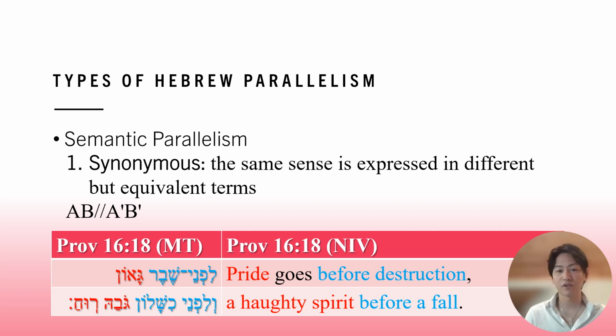In Proverbs 16 verse 18 we read, "Pride goes before destruction, a haughty spirit before a fall." Here you can see that A is pride and a haughty spirit. And here you see that these 2 terms are in parallel. They are very similar in meaning. And B represents before destruction and before a fall. Once again, both terms saying the same thing, but in different terms.